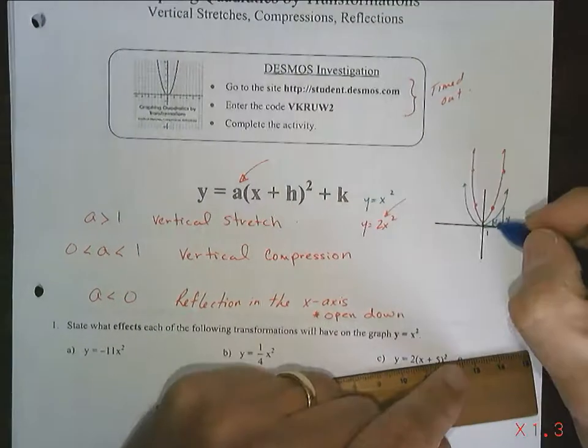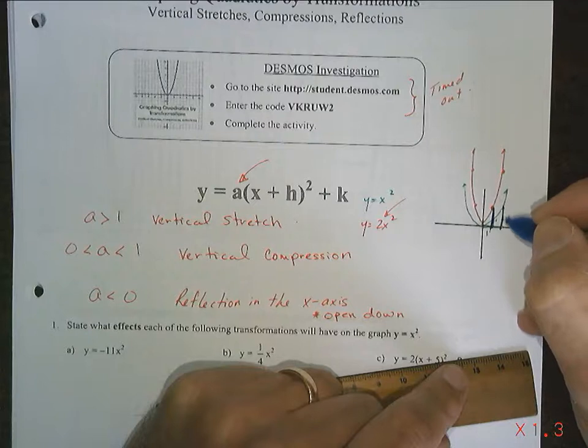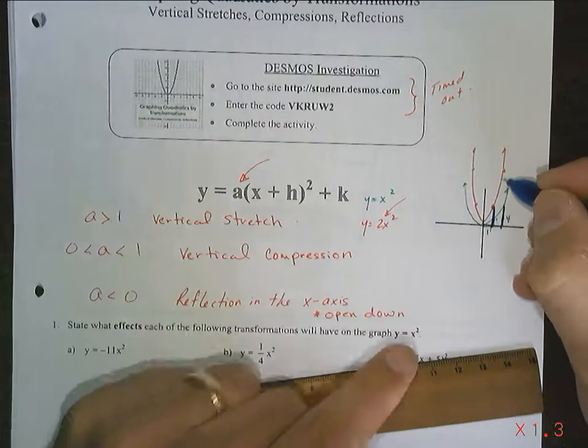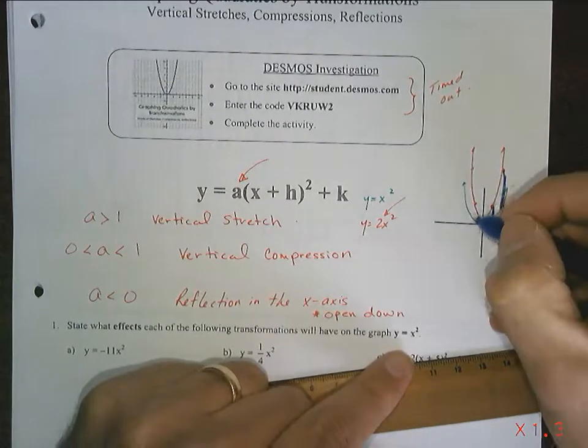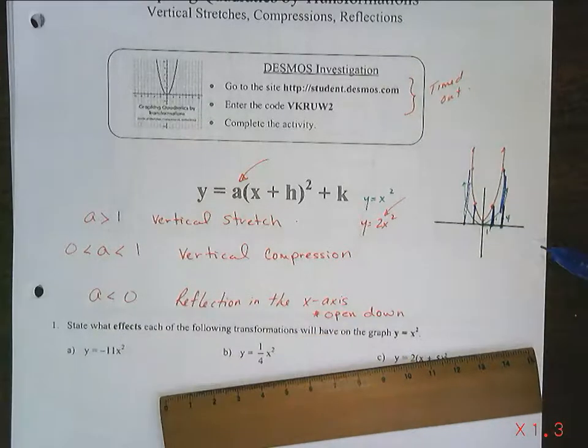This distance here is now multiplied by 2. This distance 4 is multiplied by 2 to give 8. The same's happening over here, and we get a vertical stretch.